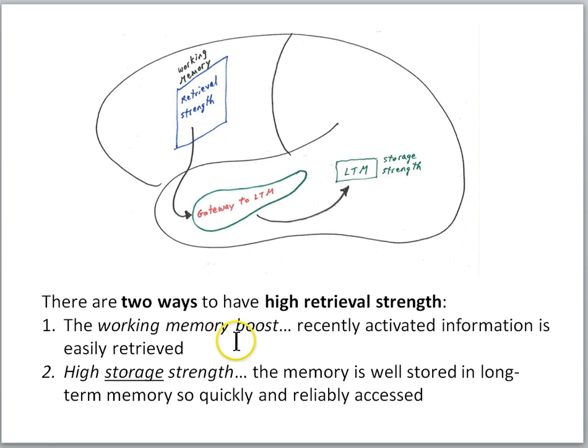So there are 2 ways to have high retrieval strength. The working memory boost: recently activated information is easily retrieved. And then high storage strength: the memory is well stored in long-term memory, so it is quickly and reliably accessed.